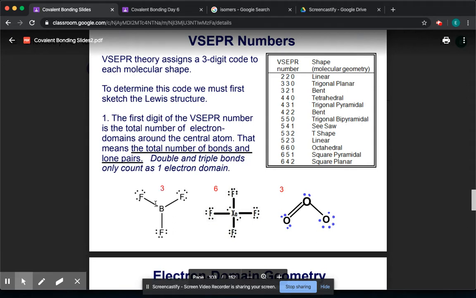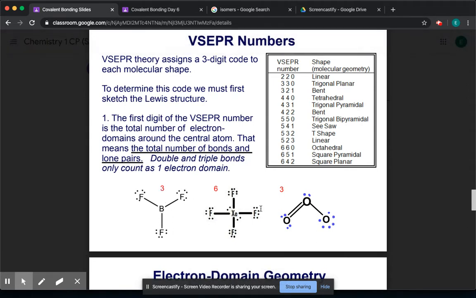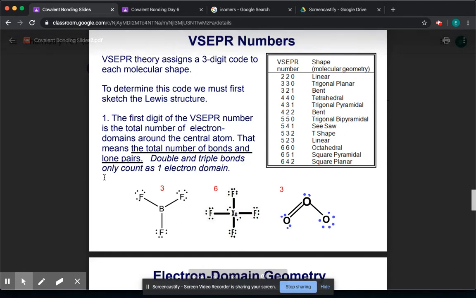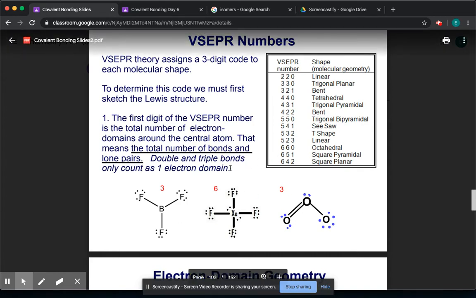So this would be 3 bonds, no lone pairs. This is 6, it has 4 bonds and 2 lone pairs. And then this is 3 because it has 2 bonds and 1 lone pair. Again, it says double and triple bonds only count as one domain, okay? So this is one domain, this is 2 domains, and then that would be 3. So that's the first digit.